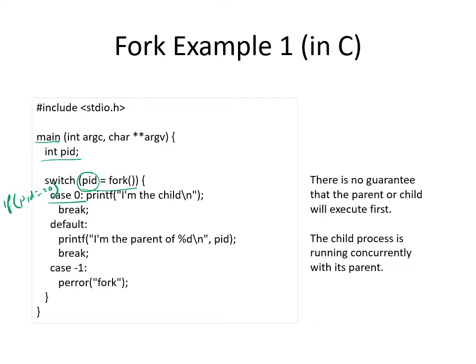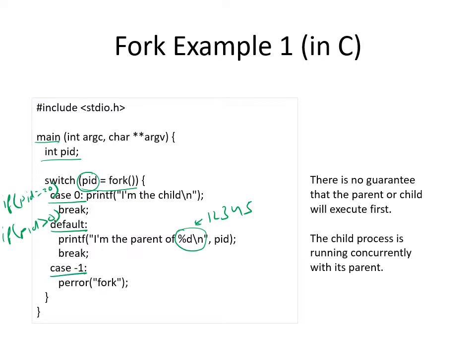So inside the child process, we want to print I am the child, and then break out of the switch case statement. The default case is basically equivalent to saying if PID is greater than 0, which is basically indicating it's the parent process. So the parent process would print I am the parent of, and here it would print the process ID of its child process, right? So for example, let's say the process ID of the child is 1 2 3 4 5. I'm making this up. And then after printing this statement, it will break out of the switch case statement.